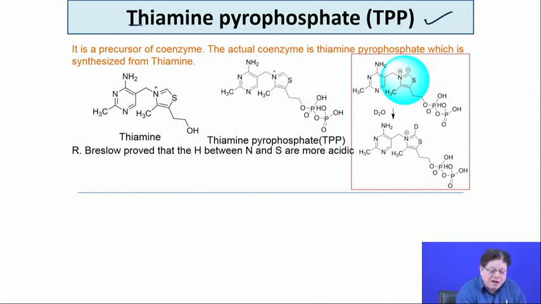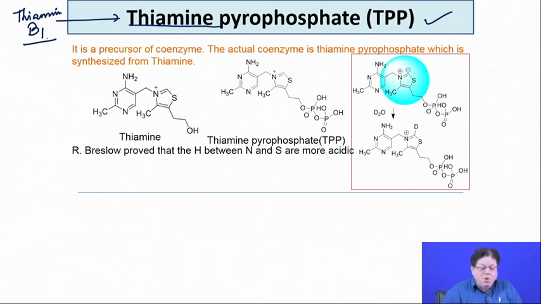Remember the spelling thiamine. In DNA, one of the bases is called thymine, so you must recognize the difference. This is thiamine pyrophosphate, the coenzyme form. The starting compound is known as thiamine only. Thiamine belongs to vitamin B1. The structure is given here. This is thiamine.